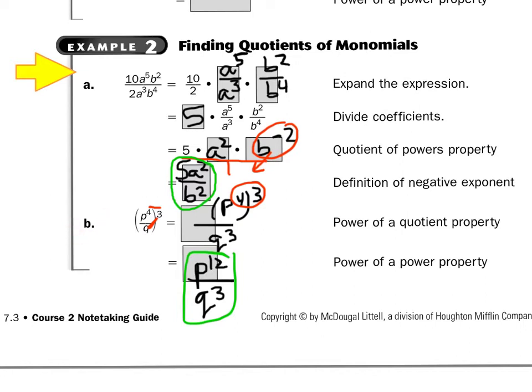All right, take a look at b. So now I have p to the fourth power over q, all raised to the third power. So use your rainbows.